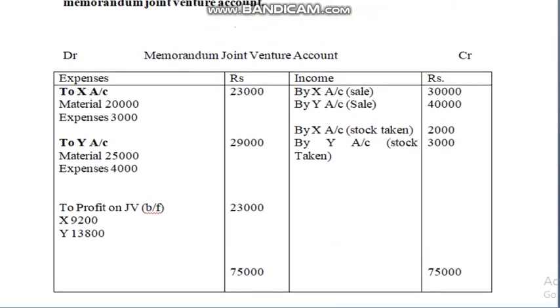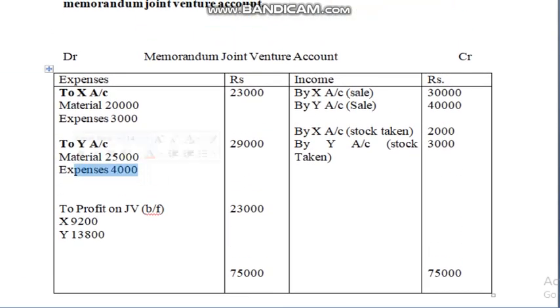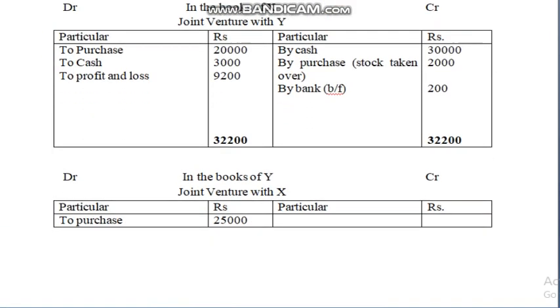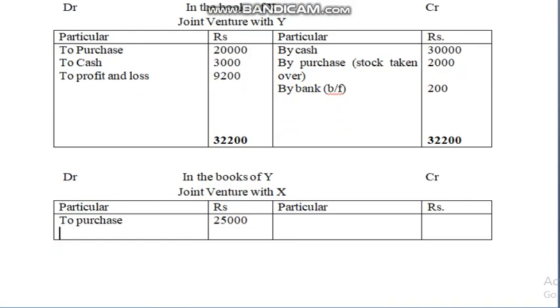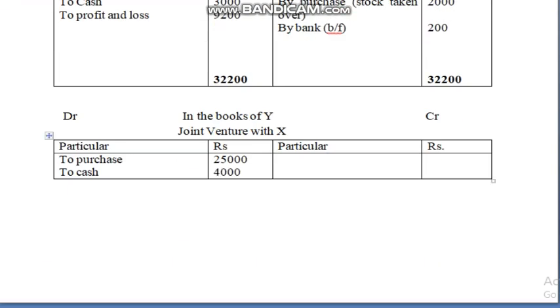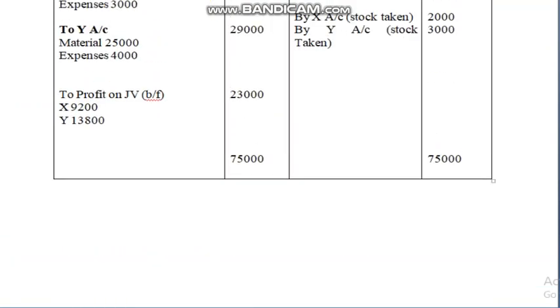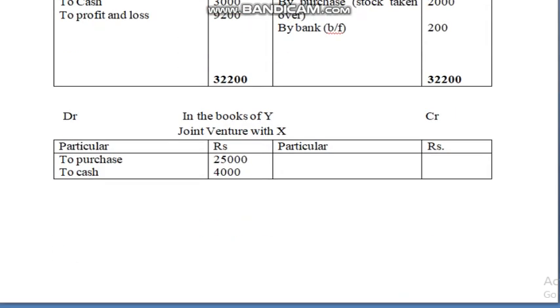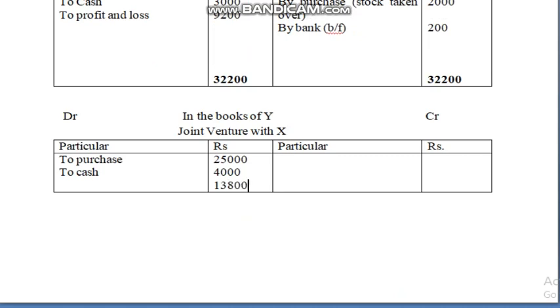The second one, expenses. How much? 4,000. Any expenses paid by a co-venturer should be debited with cash or bank. So, to cash account, 4,000. The next transaction, profit, includes the profit of both X and Y. But here we should take only the profit of Mr. X. How much? 13,800. So, to profit and loss, 13,800.